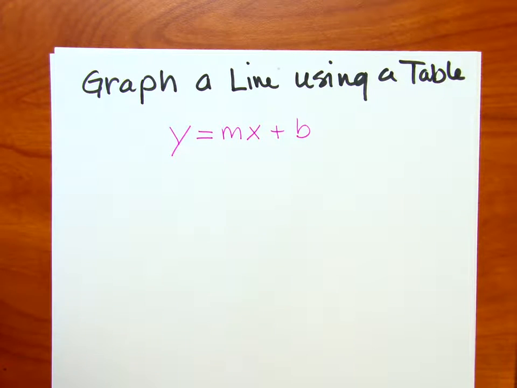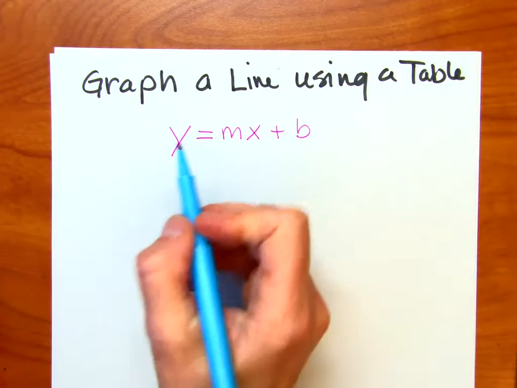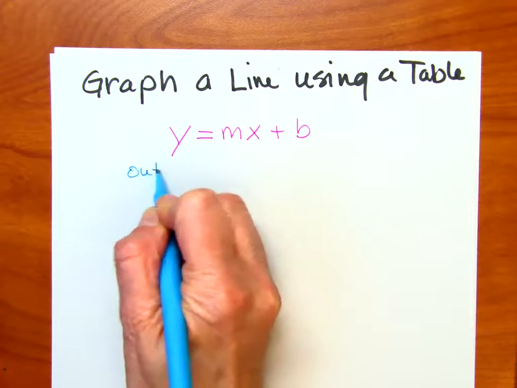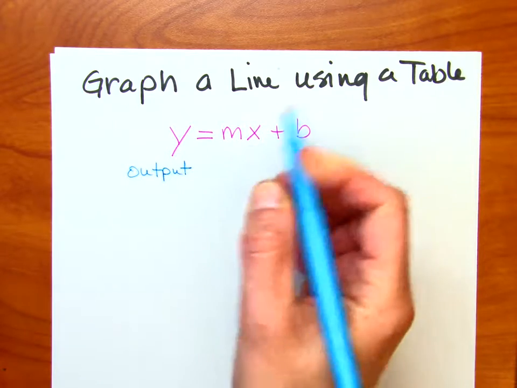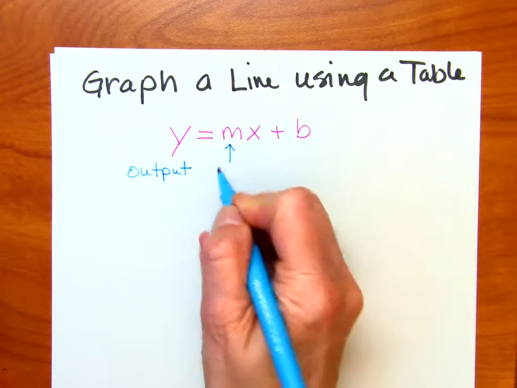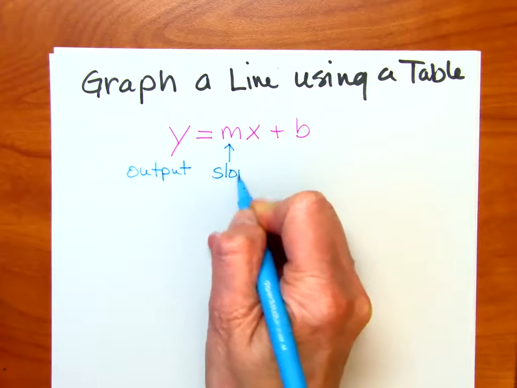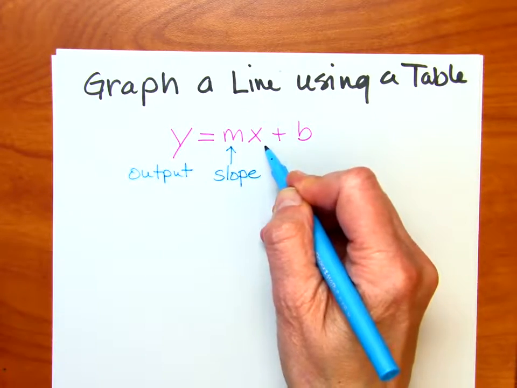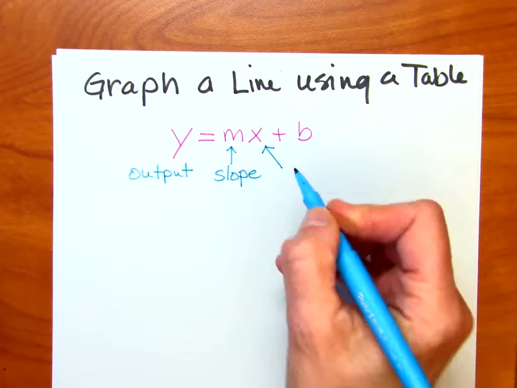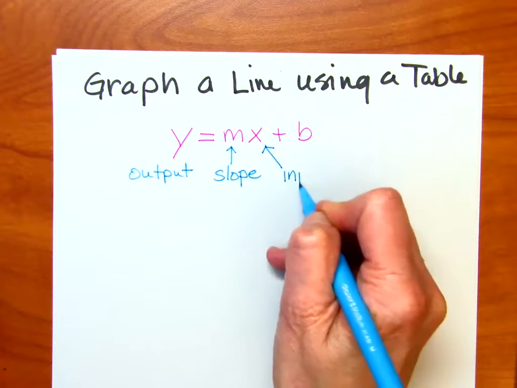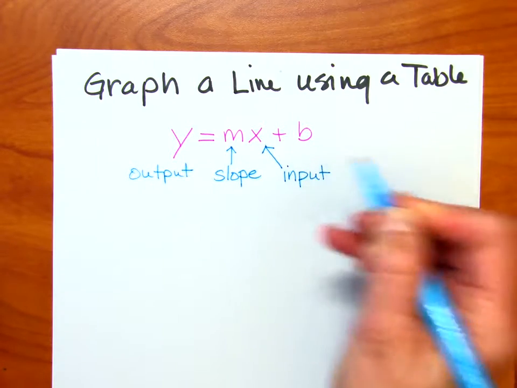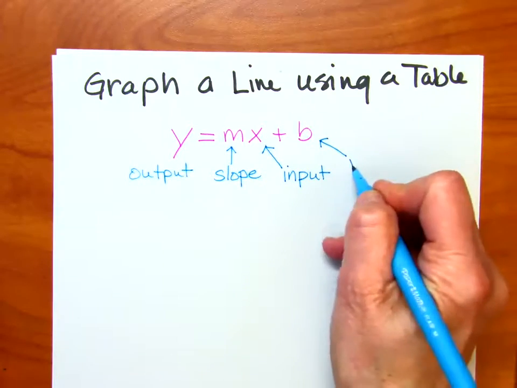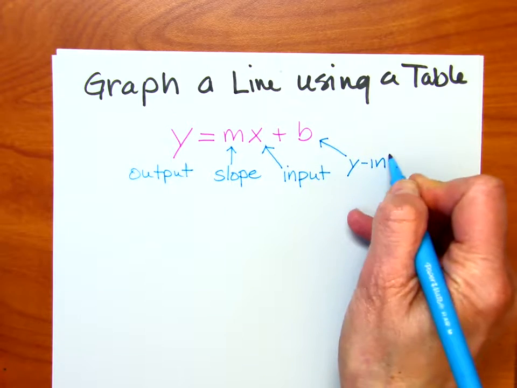Just to give you a heads up on what these things are: the y, of course, is going to be our output. The m is going to refer to the slope of the line, and we'll spend some time talking about slope later. The x is going to be our input value, and then the b will be our y-intercept.